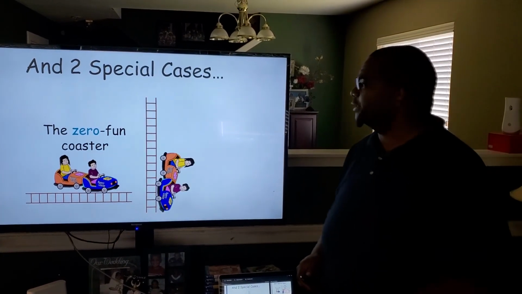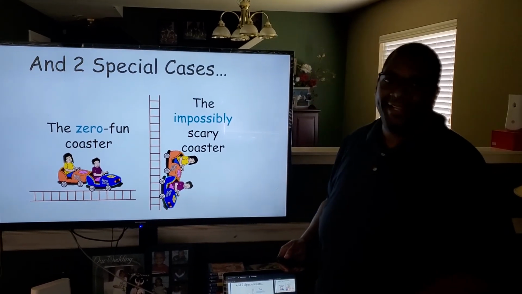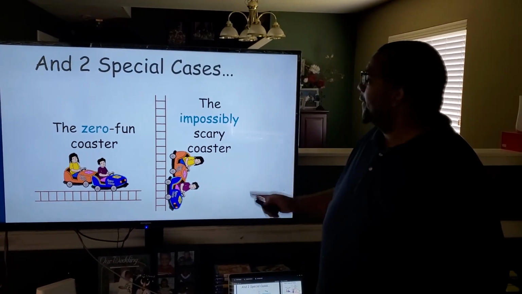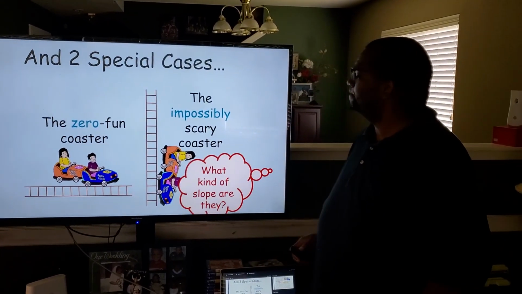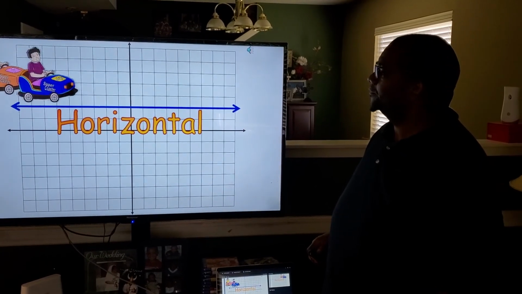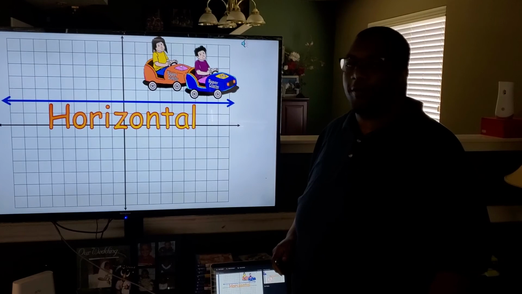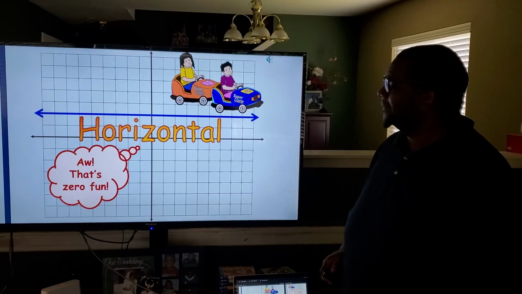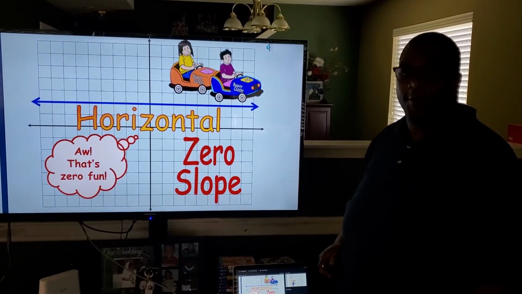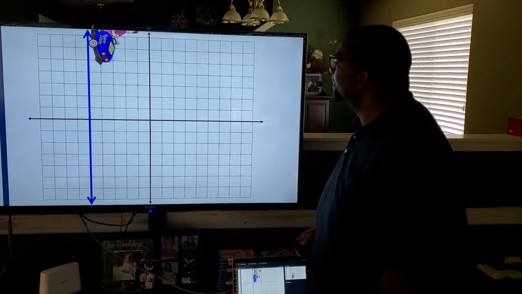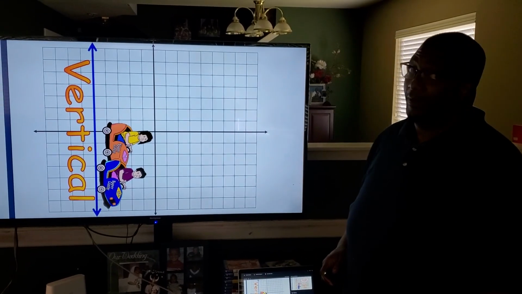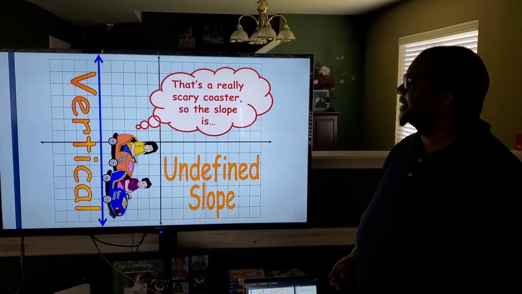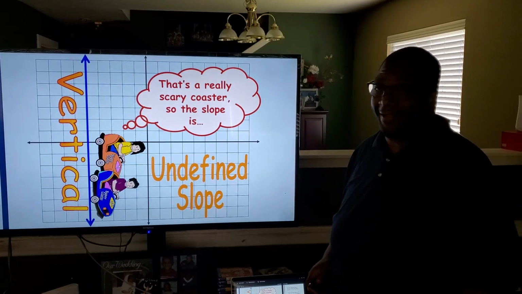And then we have 2 special cases. The kiddie slope, as we call it. We call it the zero fun roller coaster. And then the very scary roller coaster. Boring. So that's the kiddie roller coaster, the horizontal slope. What kind of slope do you think that has? Zero fun, zero slope. Okay? And then we have the scary slope. That's the really scary roller coaster, so the slope is undefined.